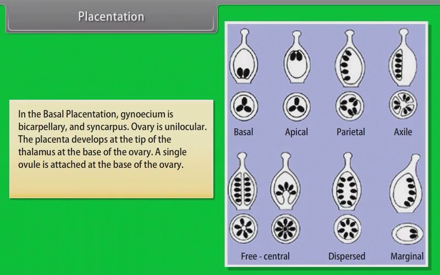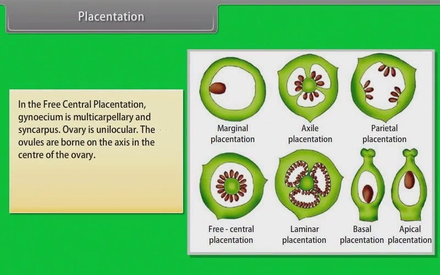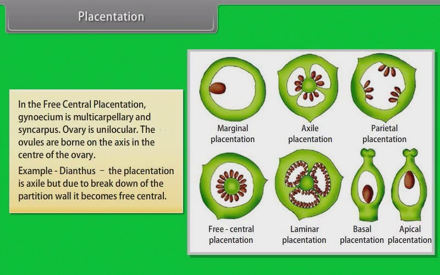In the basal placentation, gynoecium is bicarpellary and syncarpous. Ovary is unilocular. The placenta develops at the tip of the thalamus at the base of the ovary. A single ovule is attached at the base of the ovary. Example: Tagetes. In the free central placentation, gynoecium is multicarpellary and syncarpous. Ovary is unilocular. The ovules are borne on the axis in the center of the ovary. Example: Dianthus. The placentation is axial, but due to breakdown of the partition wall, it becomes free central.